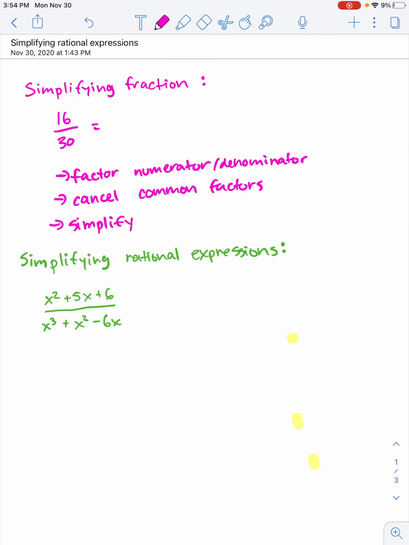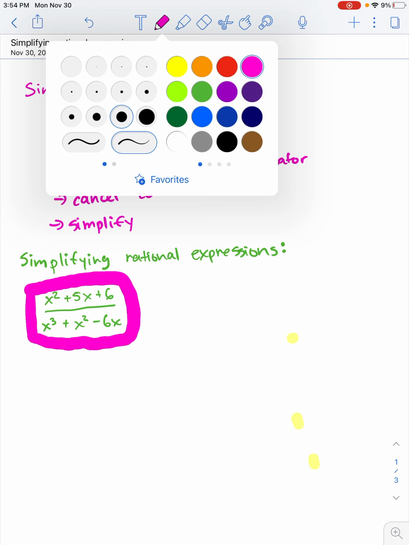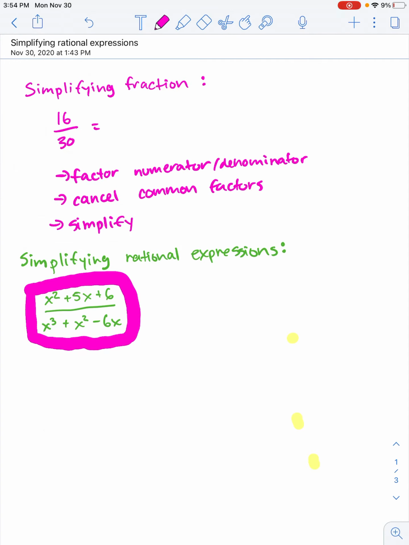So we're going to talk about how to simplify rational expressions. That's something that looks like this. A rational expression is a ratio of two polynomials. First, we're going to talk about how to just simplify fractions, because it's a really similar process, so we're just going to review.